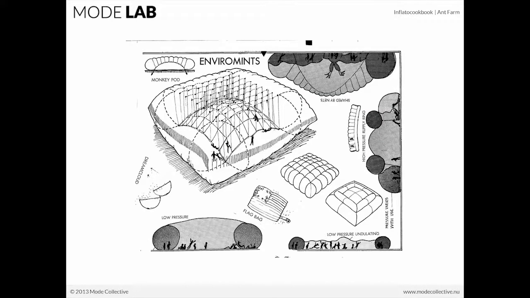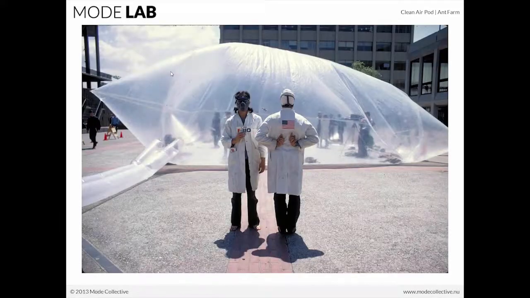If we look back a little bit in time to Ant Farm and the Inflata Cookbook, they have some really awesome sketches and designs for inflatable structures and the kind of events and parties that would happen inside, based on high pressure, low pressure, and the volumes that would be designed for applying the pressure to. This one's called the Monkey Pod. And they also did a series of installations. This is the Clean Air Pod, again from Ant Farm, where we have pressure being applied internal to a large volume, thereby creating an inflatable system.